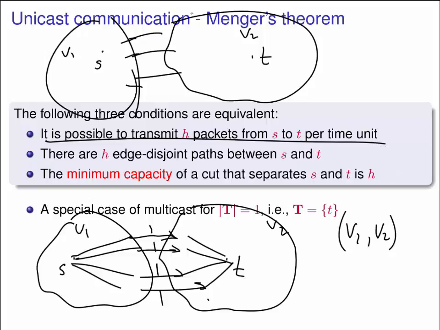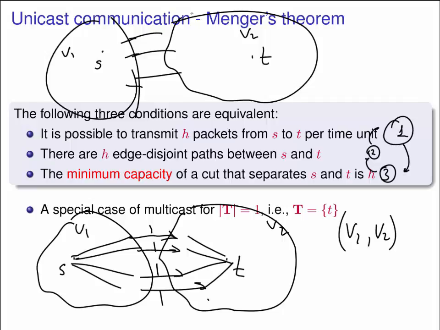So from this argument it follows that claim number 1 implies claim number 3. Then from Menger's theorem we know that claim number 3 implies claim number 2. So if the min cut is at least H for any cut, then we can find H disjoint paths, and condition number 2 implies condition number 1. Of course, if we have H disjoint paths, we can communicate at rate H, so we can just send packets along each of those paths, and we will be able to reach the destination nodes.